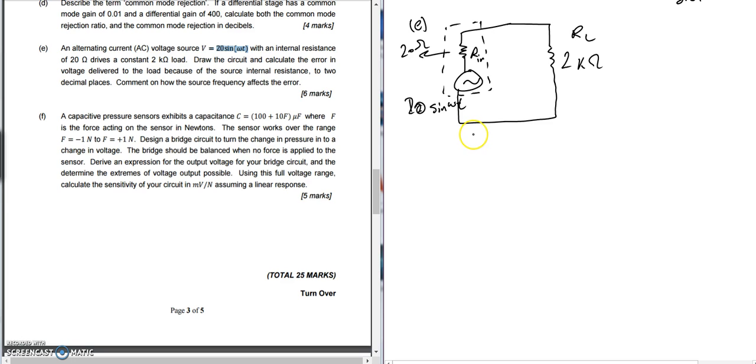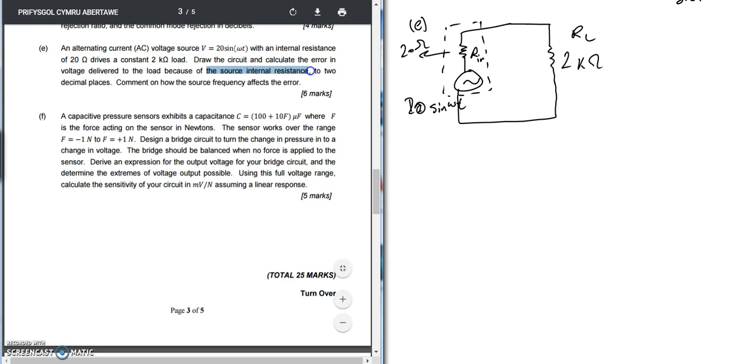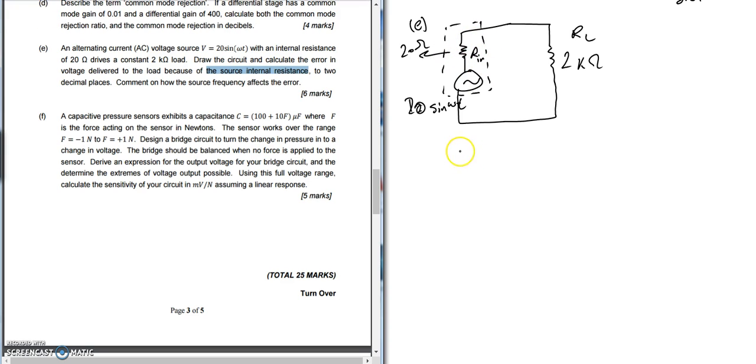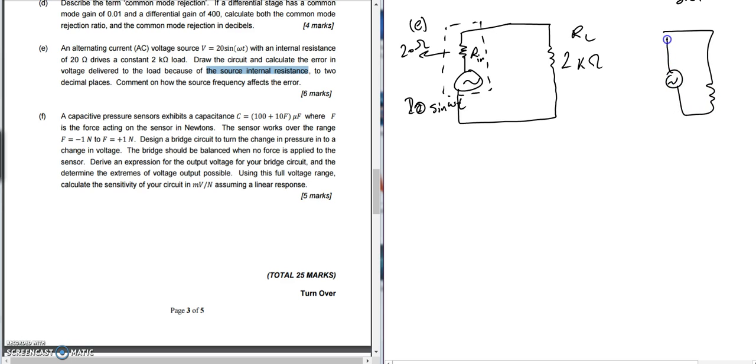Draw the circuit and calculate the error and the voltage delivered to the load because of the source and the resistance. Assuming that there is no source internal resistance, so this is 0. To find the ideal, you need to assume that this is 0, and there's no internal resistance. So the circuit is like this, basically. It's 20 sine omega t, and this is 2k ohm.